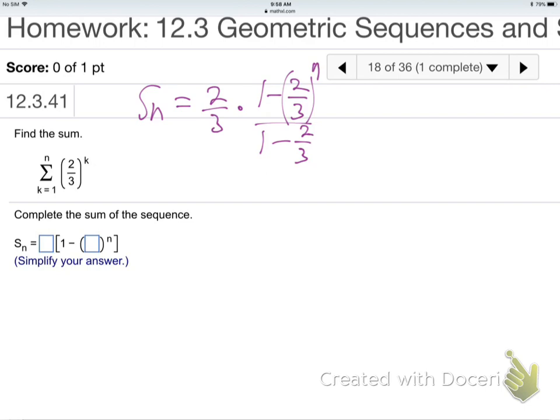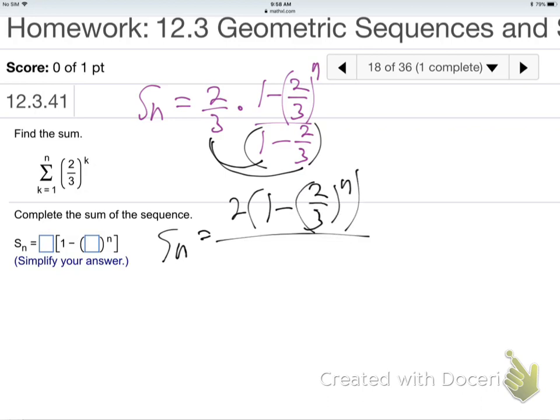So what we're always going to do is just multiply the two denominators. I'm going to take this 3 and go boom, boom. Why? Because those are two fractions. Top multiplies top, and bottom multiplies bottom. So I'm going to take that 3 and distribute through. What do I get then? On the top, it's 2 times 1 minus 2/3 to the n. We okay with that? On the bottom, we get 3 times 1 minus 3 times 2/3.